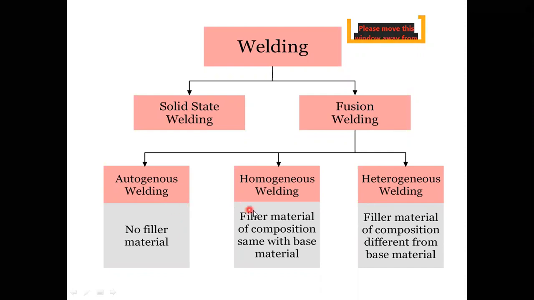Okay, and then homogeneous welding. What is this? This is where the filler material has the same composition as the base metal. It means the two base parts are the same metal, and the filler metal is also the same. So this is called homogeneous welding. And what is heterogeneous? Actually heterogeneous welding is where the filler material has a composition different from the base metal.